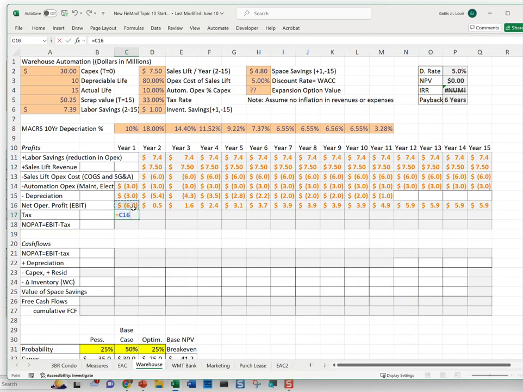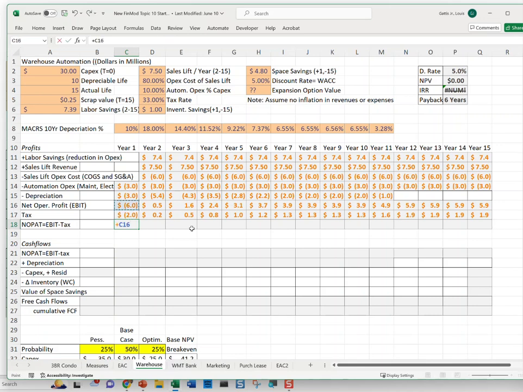I can then calculate taxes. Just take my net operating profit, or EBIT, times the tax rate. Tax rate is 33%. Anchor that tax rate. Notice that first year's taxes are negative. That means that those losses can be used to offset taxes in other parts of the corporation. And then I have NOPAT. It's another name for EBIT after tax. It's net operating profit after tax.